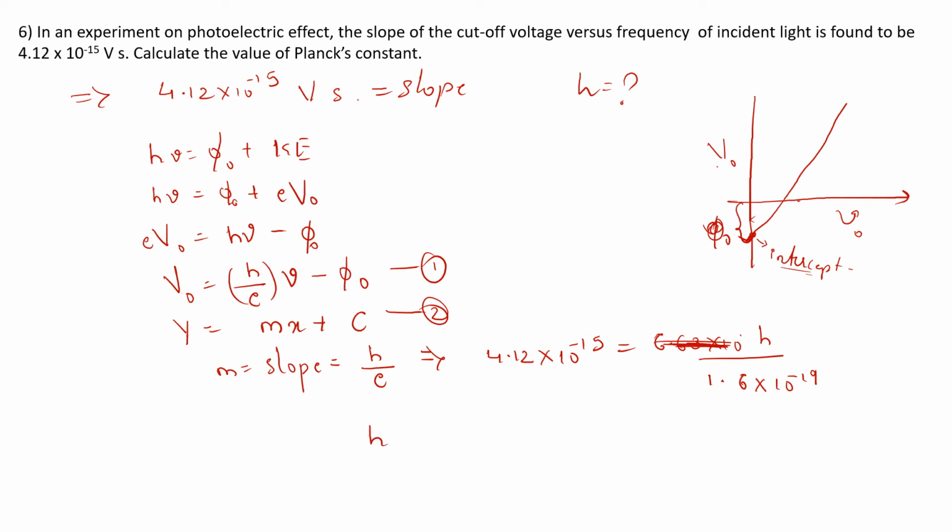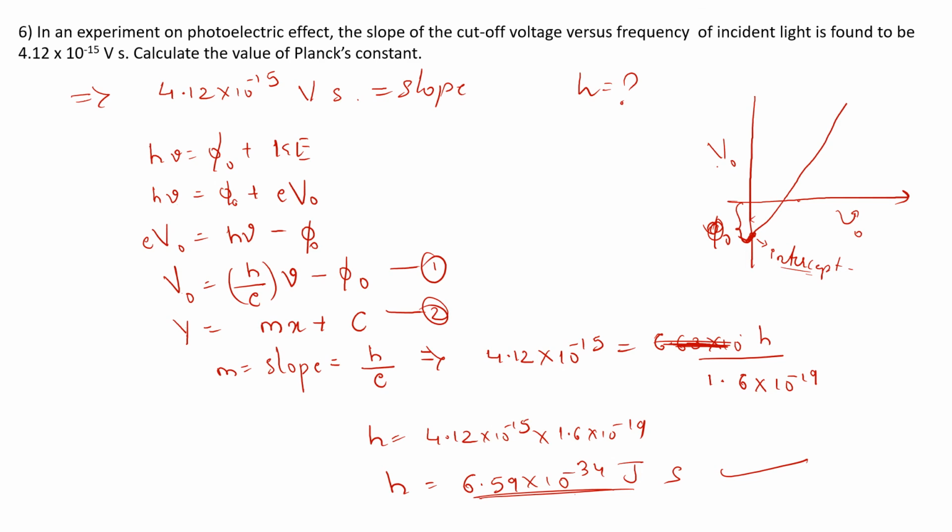So now h is equal to 4.12 into 10 raised to minus 15 into 1.6 into 10 raised to minus 19. So we get h as 6.59 into 10 raised to minus 34 joule second, which is nearly equal to the actual value of the Planck constant.